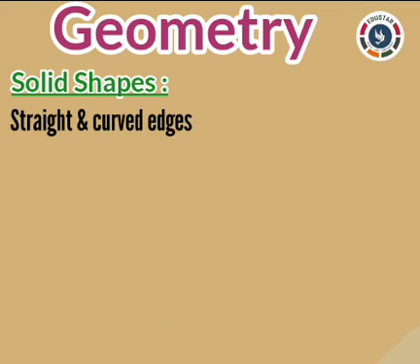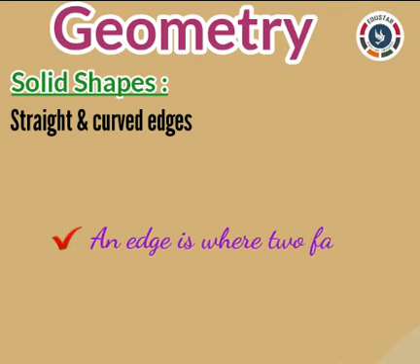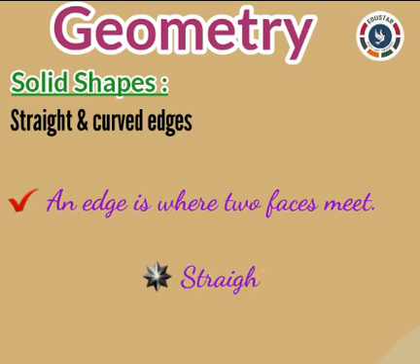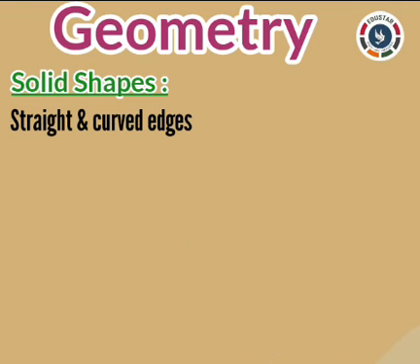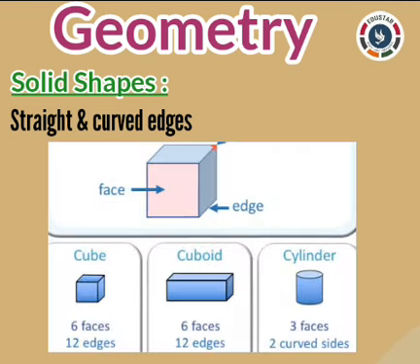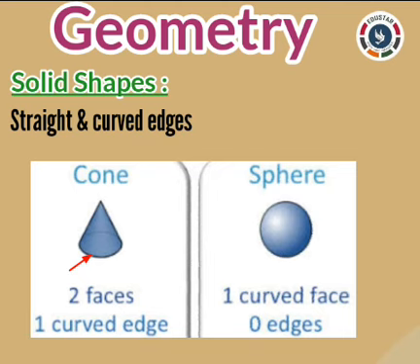Now let us know about the edges. An edge is where two faces meet. There are two types of edges. They are straight edge and curved edge. Now let us know about the edges in solid shapes. A cube has straight edges. A cuboid also has straight edges. A cylinder has curved edges. A cone also has a curved edge. In a sphere, there is no edge.